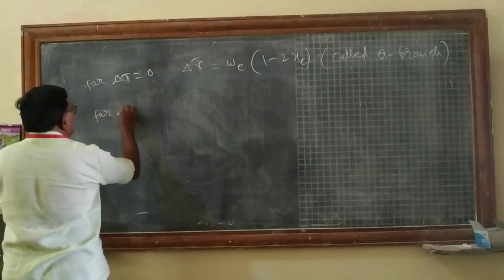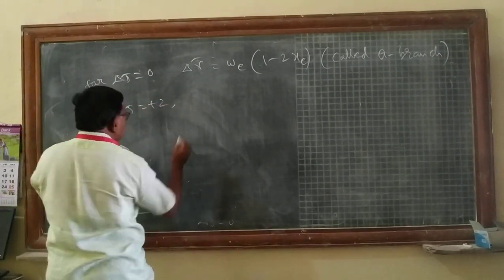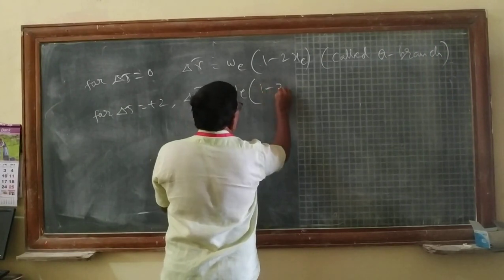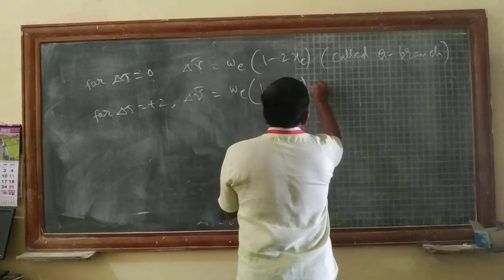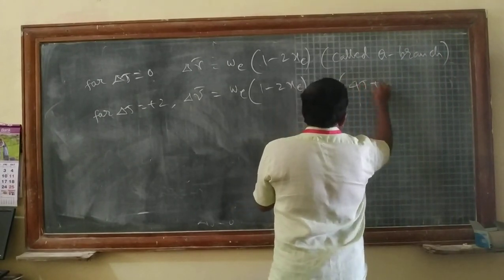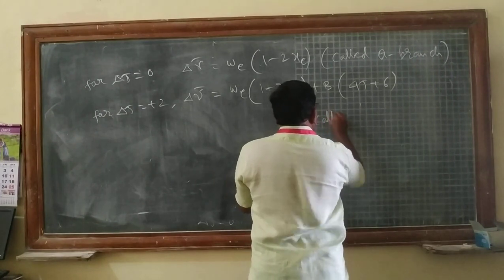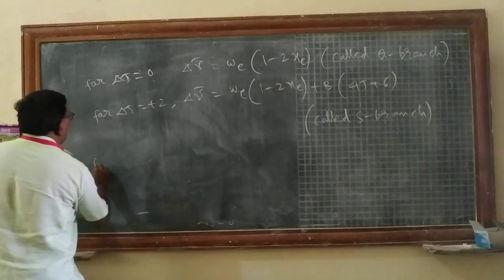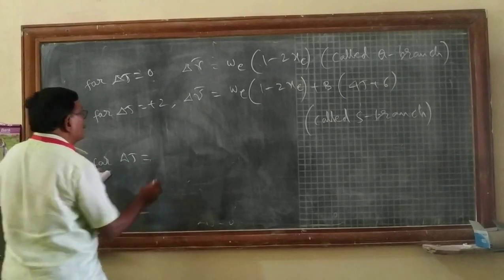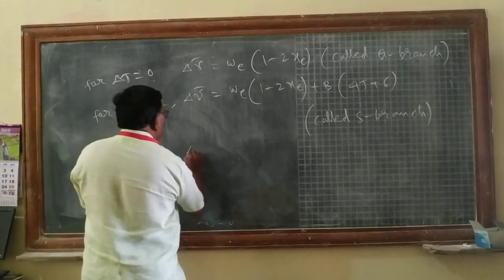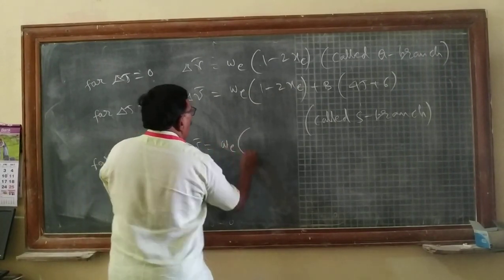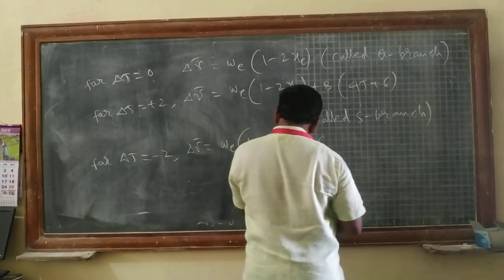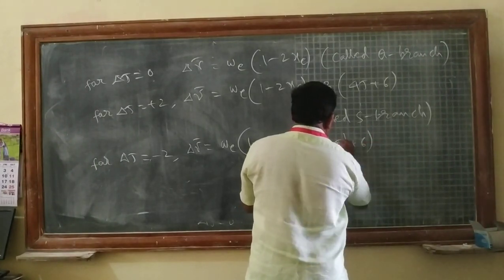Then for delta J is equal to plus 2, delta nu bar is equal to omega E into 1 minus 2x suffix E plus B into 4J plus 6. These lines will be called the S branch. Then finally for delta J is equal to minus 2, delta nu bar is equal to omega E into 1 minus 2x E minus B into 4J dash plus 6.